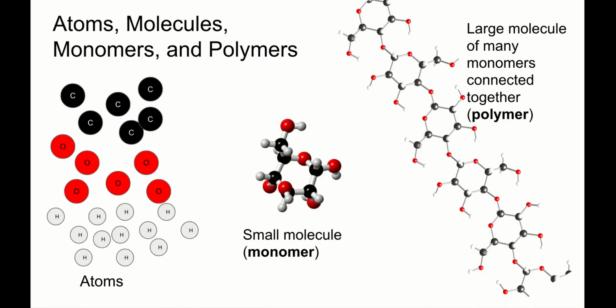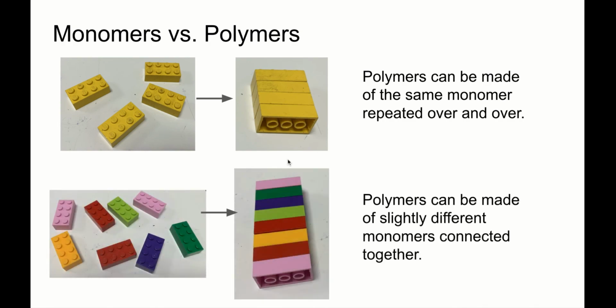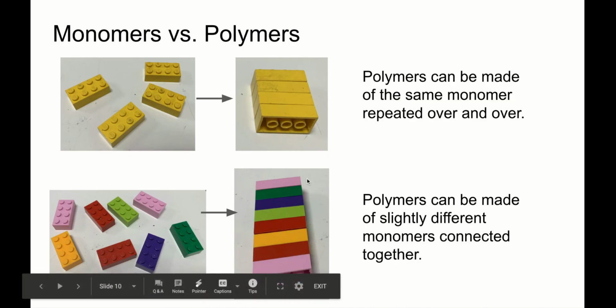This is a polymer. So you might be wondering, do we have to have the same monomer repeating over and over in a polymer? Well, not really. Polymers can be made of the same monomer repeated over and over, just like this, where I've got the same yellow block connected together into a chain of identical blocks. Or polymers can be made of slightly different monomers connected together. And you can see what I mean in this picture. I've got slightly different blocks connected together into a long chain. The only difference is the color, so it's a small difference. And this still counts as a polymer. Each of these are individual monomers, and they've been connected into a polymer here.